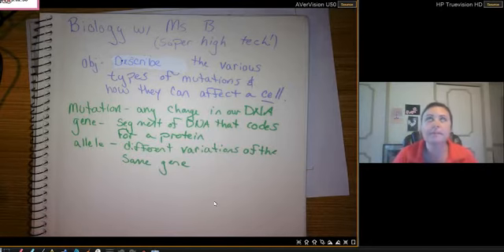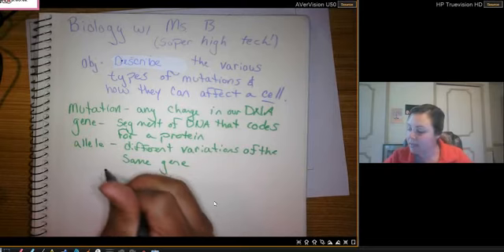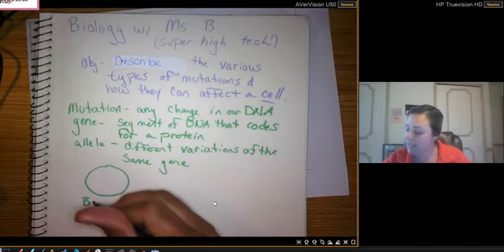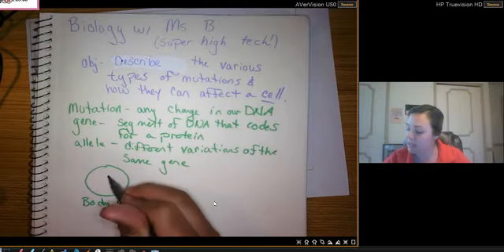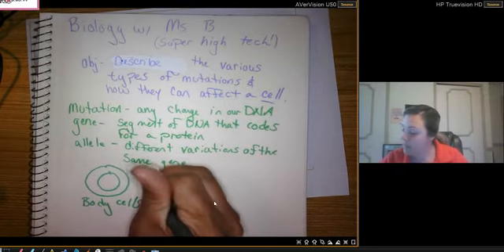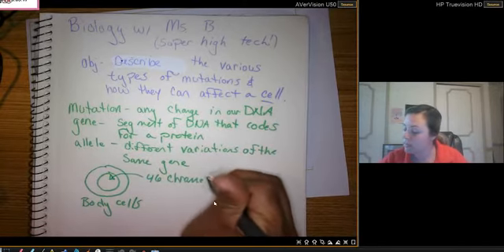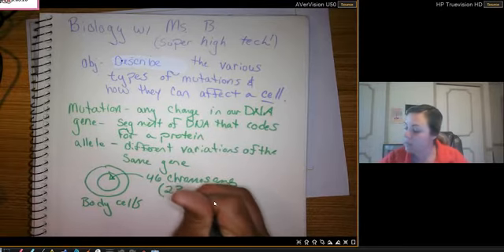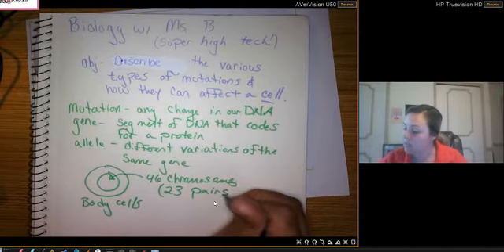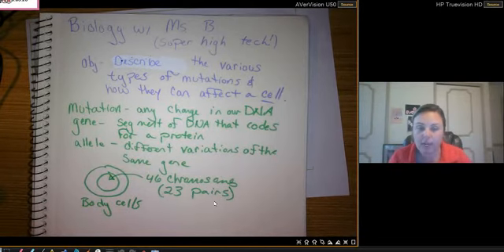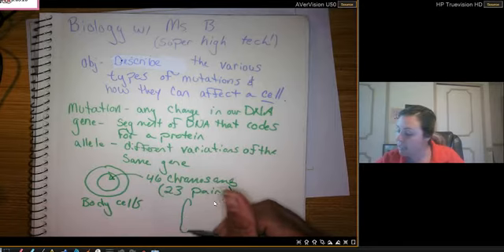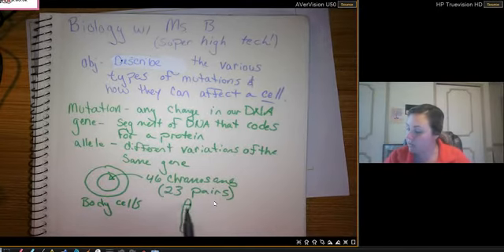All right, so why does this matter? Well, recall that we have body cells, and in all of our body cells, inside the nucleus, we have DNA. Inside, we have 46 chromosomes. That comes from 23 pairs, meaning we got 23 from our mother and 23 from our father. And on each chromosome, you have these places that have genes. Those bands that I just drew represent a gene.